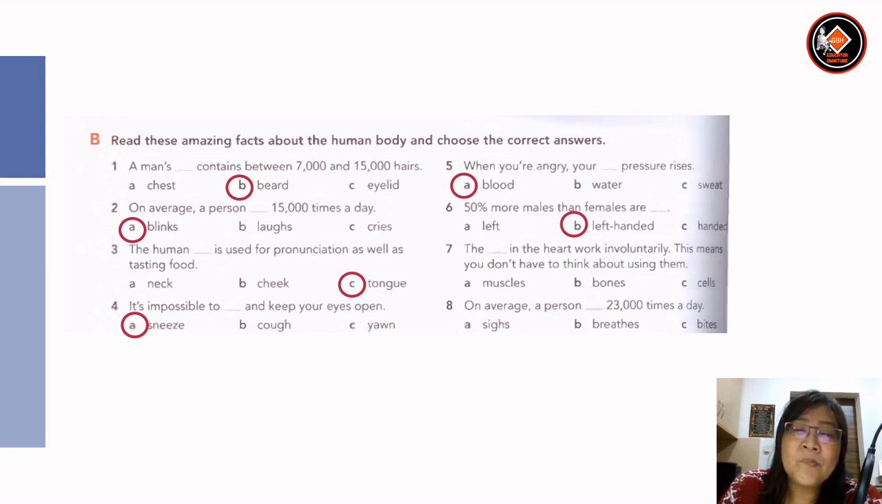Number 7, the muscles, bones or cells in the heart work involuntarily. This means you don't have to think about using them. So answer is muscles. Number 8, on average, a person sighs, breathes or bites 25,000 times a day. So answer is breathe.